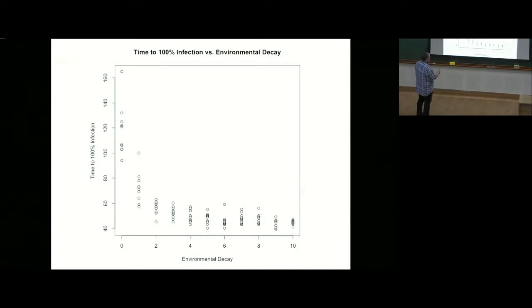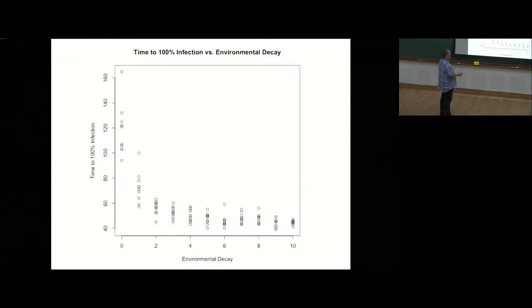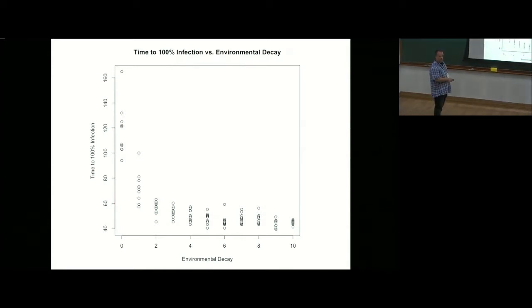So obviously, as the environmental decay increases, the time to 100% infection goes way down. What this seems to say is that even for moderate rates of environmental decay, we get a quick infection. So if we think about this from the how-often-should-we-clean-the-bathrooms problem, we either need to be cleaning them all the time, or we should just not worry about it, because it doesn't really matter. One of the two is what this says.